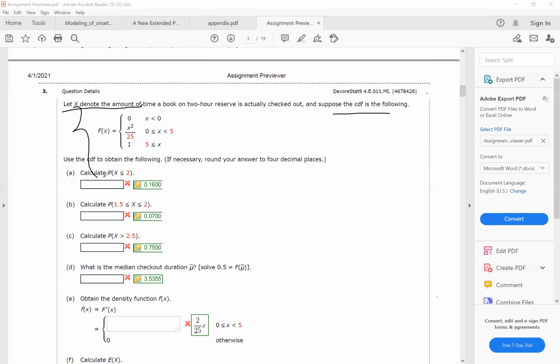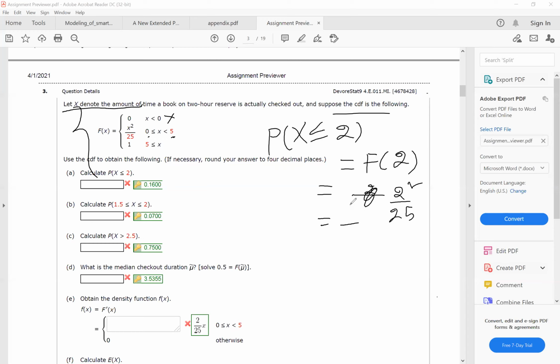So now we will use the CDF function to obtain the following probabilities. So we have to calculate the probability x less than or equal to 2, and we know that this is just capital F of 2. So for F of 2, you have to check where the number 2 is. Here x is less than 0, so 2 is not here. Here x is 0 to 5, so 2 is between 0 and 5. And for 0 to 5, the function is x squared over 25. So we have to plug this number into this function. So 2 squared over 25, it will be 4 over 25. This is 0.16.